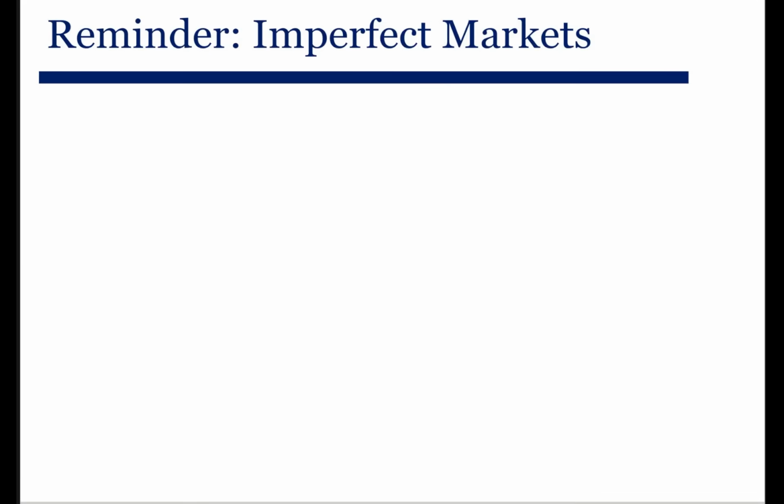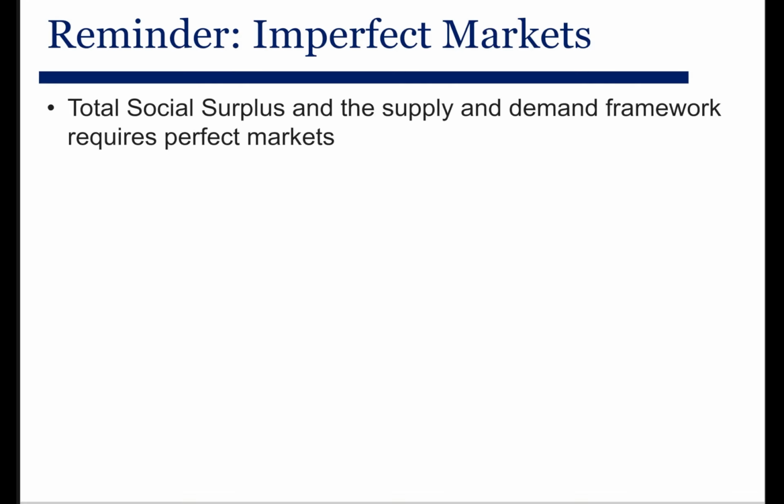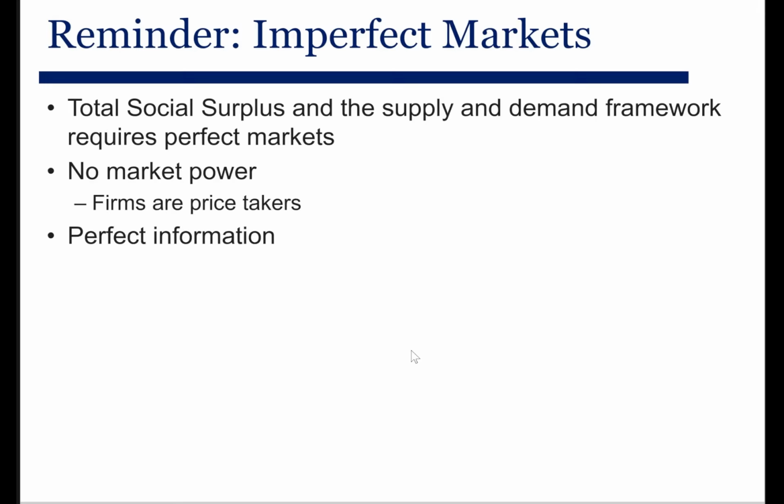Just a reminder, we are assuming that we have perfect markets in this framework. It is still useful even without that, but some of the things that go into that are that firms don't have market power. They're price takers. They don't have the ability to influence prices. We also assume that there's perfect information. Everybody knows everything about the products, what is available, and how they are going to benefit them. There's also no externalities, meaning there's no costs and benefits that go to people outside of the market.